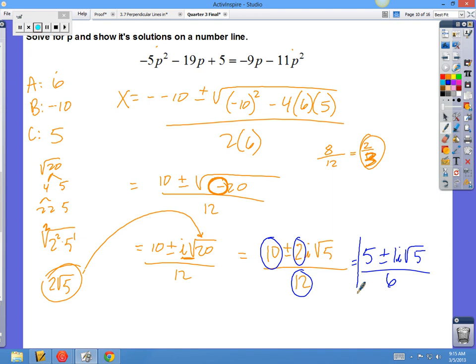This is it. And don't worry about showing this on a number line. That's more of an honors thing. So let's pass on showing this on a number line.